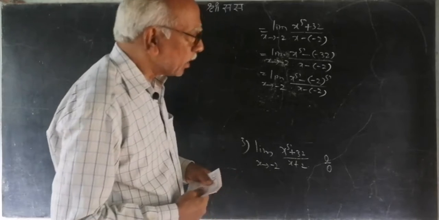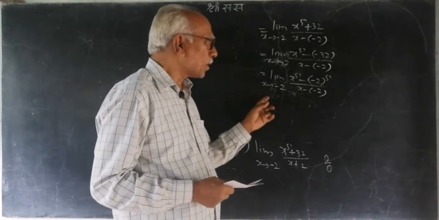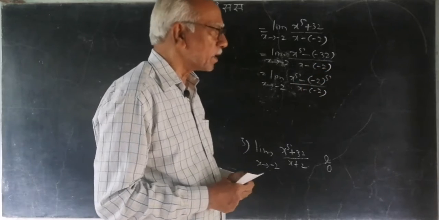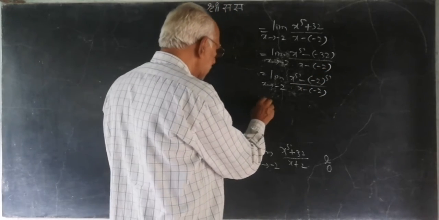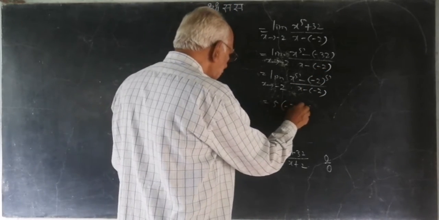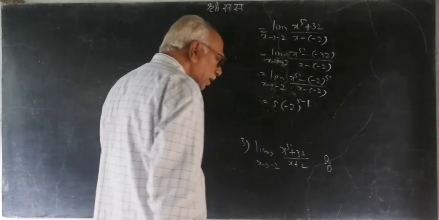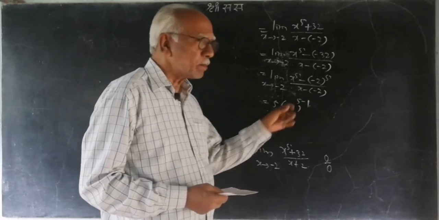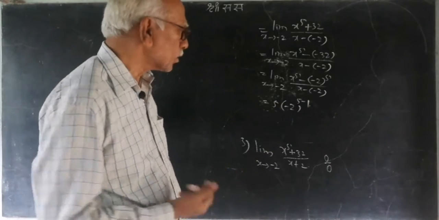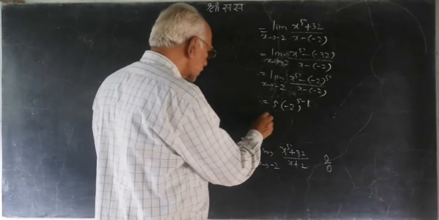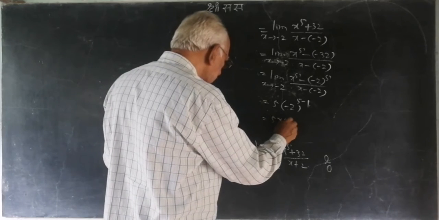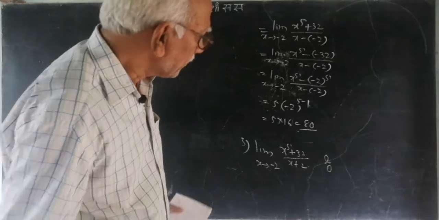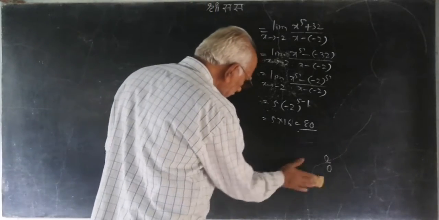Now again it is in the form x raised to n minus a raised to n divided by x minus a. So the value must be n a raised to n minus 1. So 5 minus 1 gives you 4, minus 2 to the power 4, and 4 is even, so it will be plus 2 to the power 4, which is 16. So what will it be? 5 into 16, which is 80. The value will be 80.